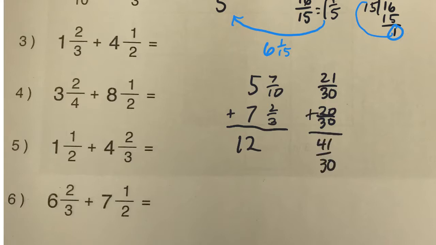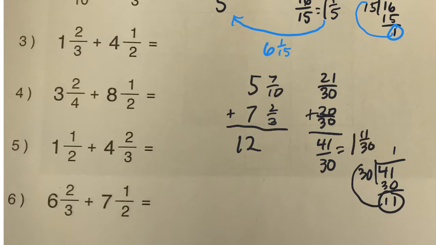And this gives me, when I add these together, 41/30ths. And that is improper. So again, if we were to do 41 divided by 30, we have 1 and 11/30ths, and I add that to 12, and the final answer is 13 and 11/30ths. Let's just do one more.